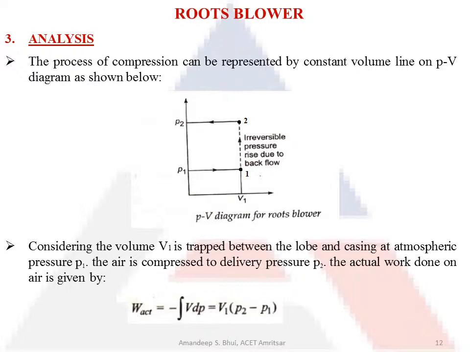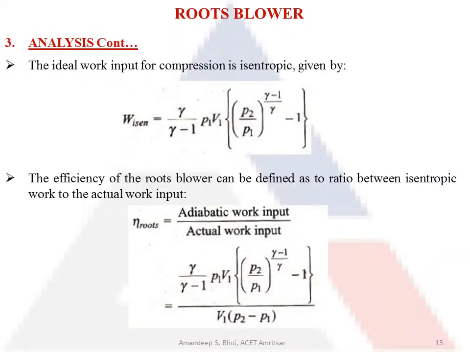Now let us suppose that the volume is V1 at the inlet, the atmospheric pressure is P1, and the delivery pressure is say P2. The work done for a flow process is given by minus integral of VdP, and if the volume is constant, V can be taken out of the integral, and so the equation becomes V1 into the final pressure minus the initial pressure. So this is the actual work done in the roots blower.